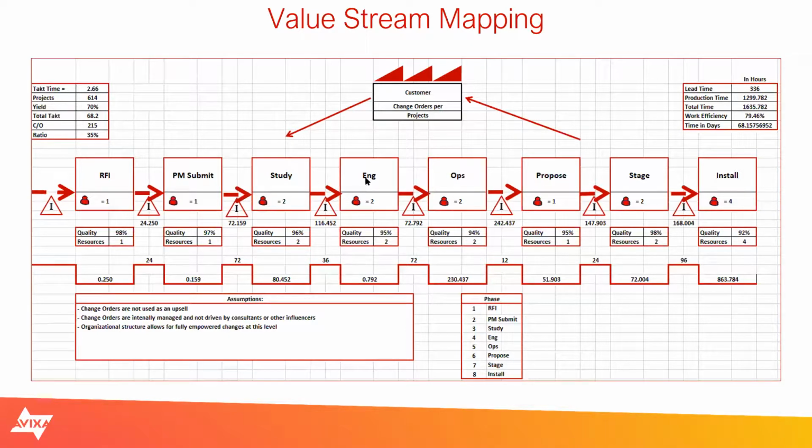Then that change order is worked on by engineering, and then it's passed off to ops for any ordering that needs to happen or correction that needs to happen as far as logistics and purchasing and those types of things, accounting. And then we propose that change to the customer: here's what it's going to take. At some point that could be where we see an increase in the number of change orders, but we definitely see an increase in the number of change orders during the staging phase. Once we start to build a rack, we find issues.